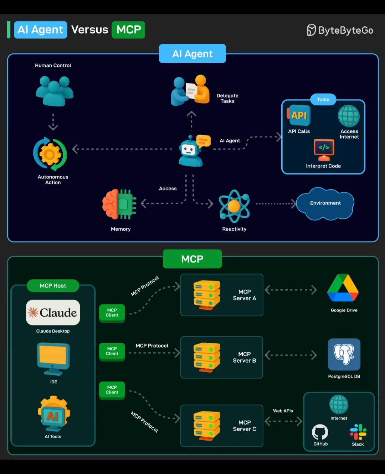What this unlocks? Faster integrations. Add a new data source or tool by running or pointing to an MCP server for that system. No bespoke plumbing each time. Safer execution. Tools are exposed with explicit schemas and permissions, so the model calls well-defined functions rather than free-form commands. Portability. The same model can work with many systems through the same protocol, reducing vendor lock-in and duplication.